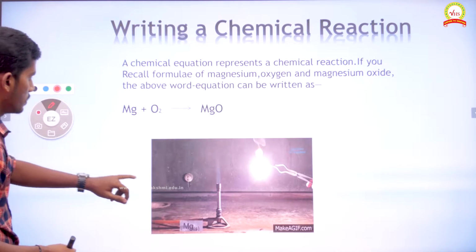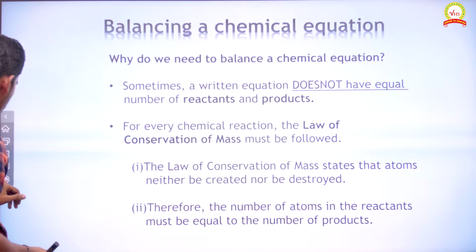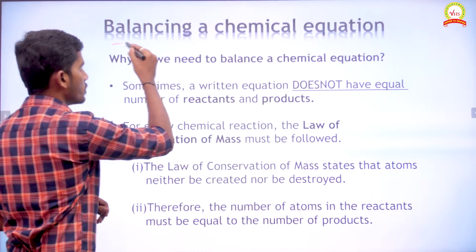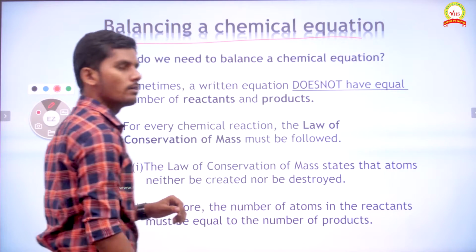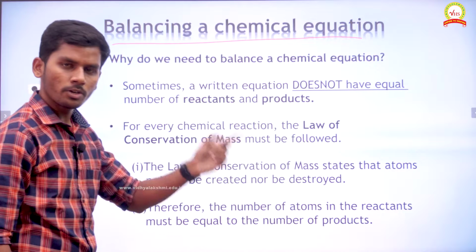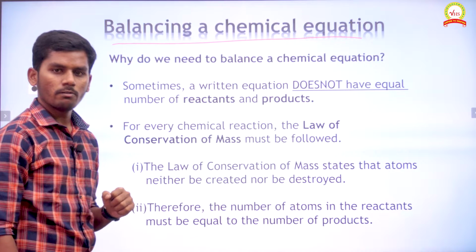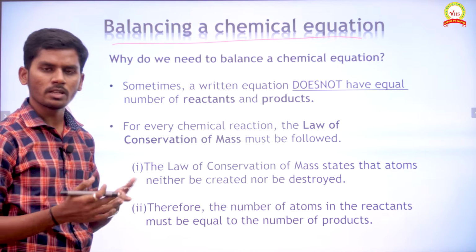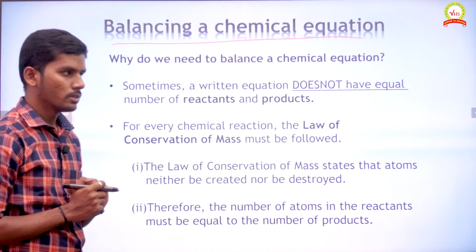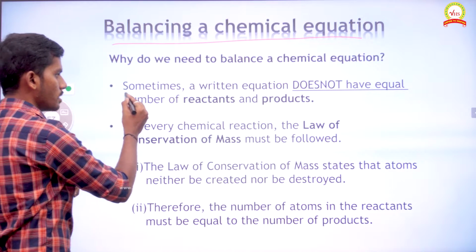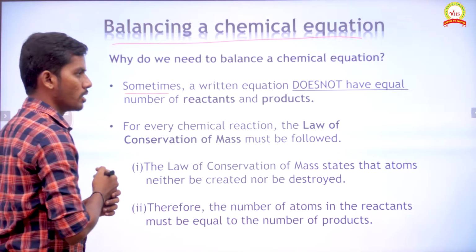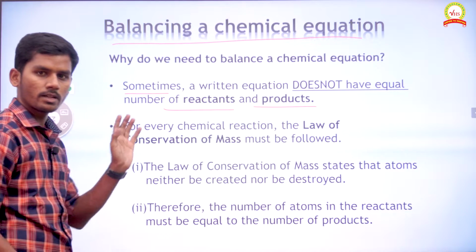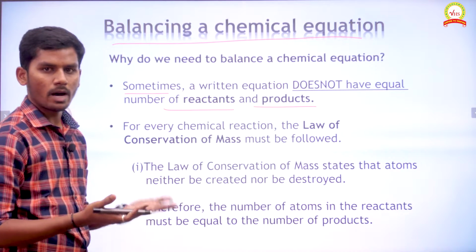Fine. The next thing we are going to discuss is balancing a chemical equation. This topic few students will be almost familiar with. Before getting into balancing the chemical equation, why do we have to balance a chemical equation? This question arises. What is the need to balance a chemical equation? The thing is, see here, sometimes a written equation does not have an equal number of atoms on the reactant side and product side. It will not be equally balanced.